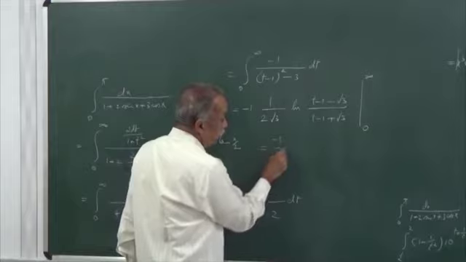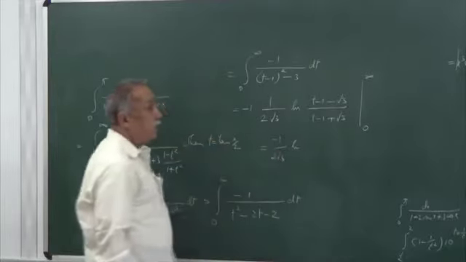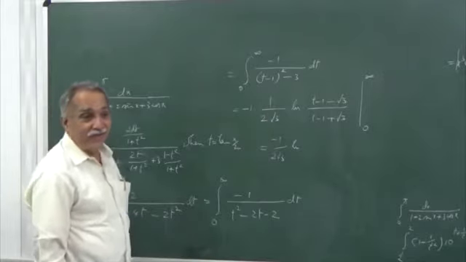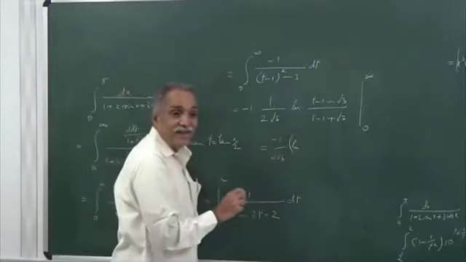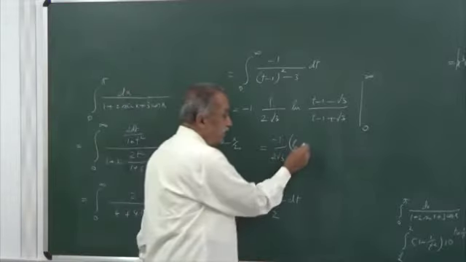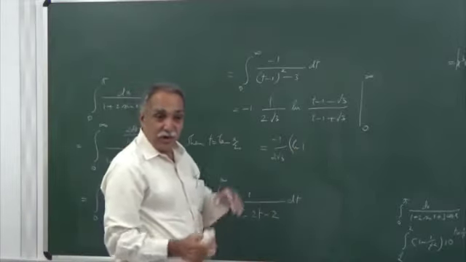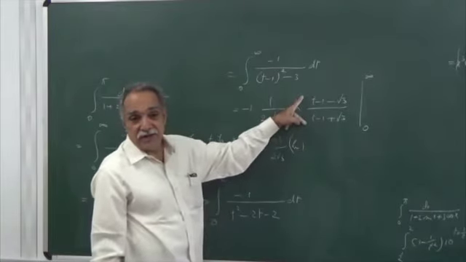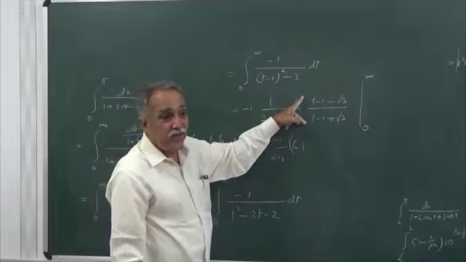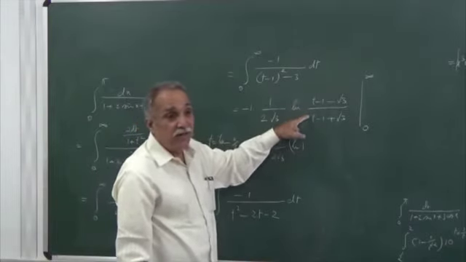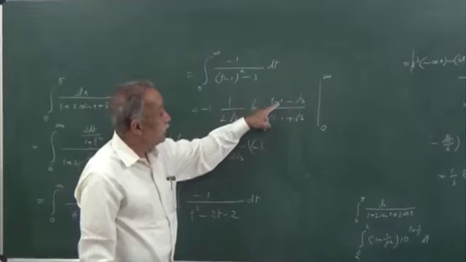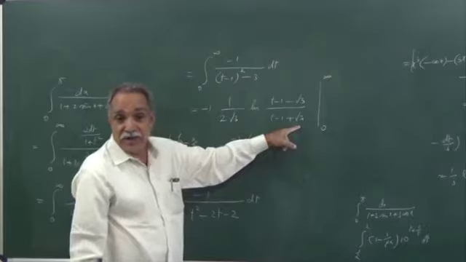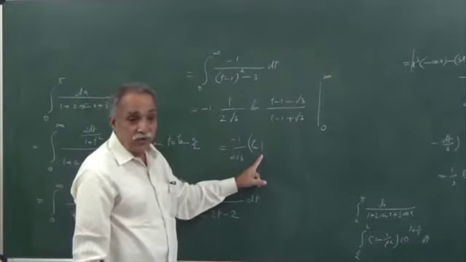This is minus 1 by 2 root 3 into log of, at upper limit, log of 1. When you apply the value t equal to infinity, this becomes infinity by infinity and indeterminate. How do you avoid getting that indeterminate? Get the numerator and denominator divided by t first. Get this as 1 minus 1 by t minus root 3 by t, by 1 minus 1 by t plus root 3 by t. Now you apply t equal to infinity, you get log 1 which is equal to 0.